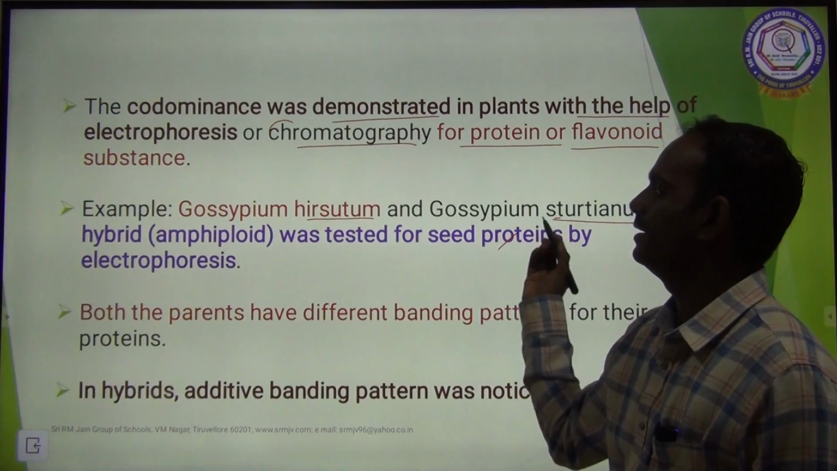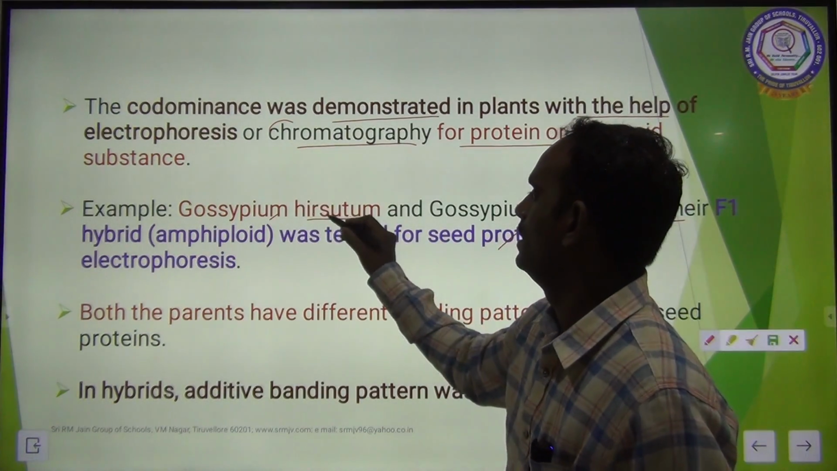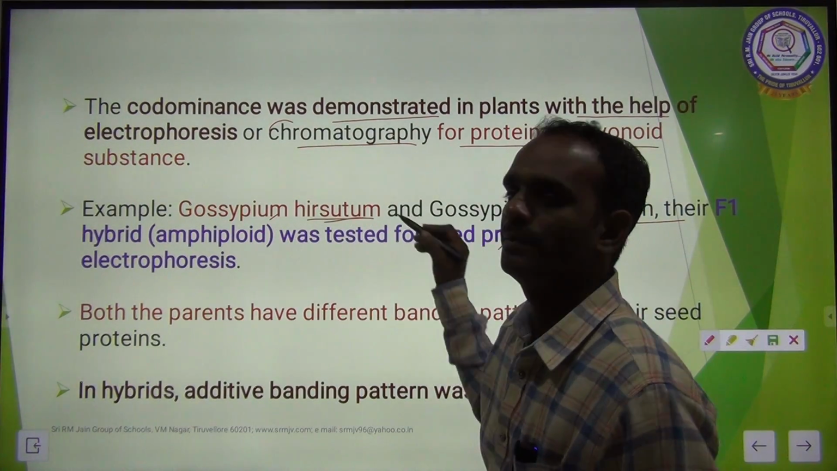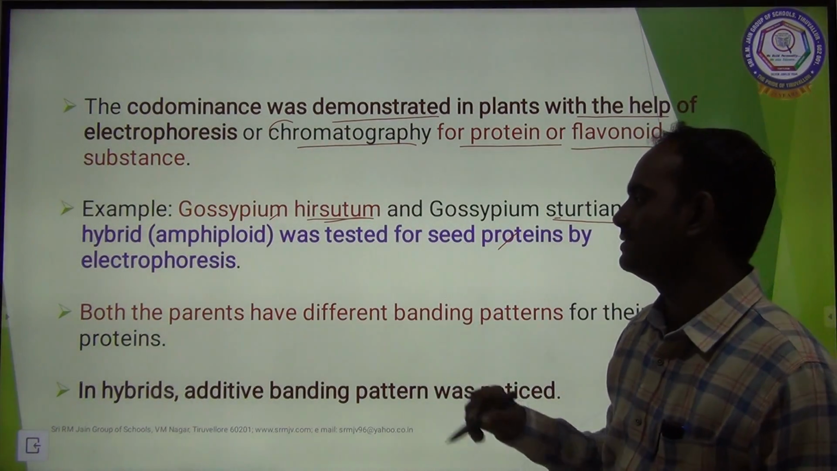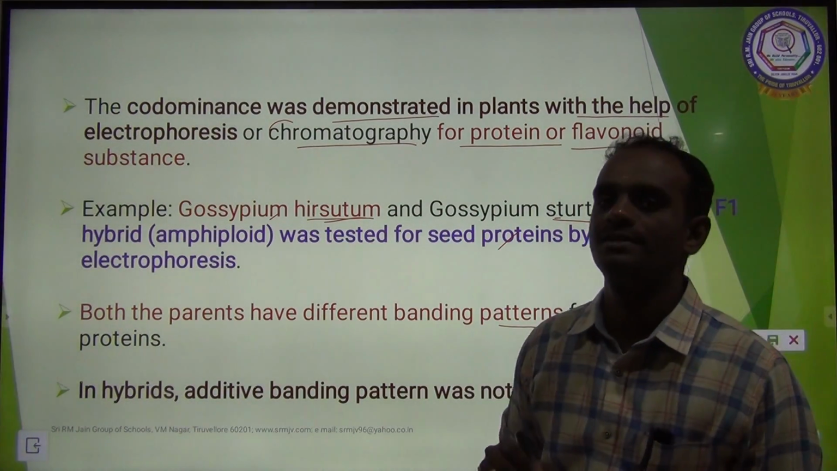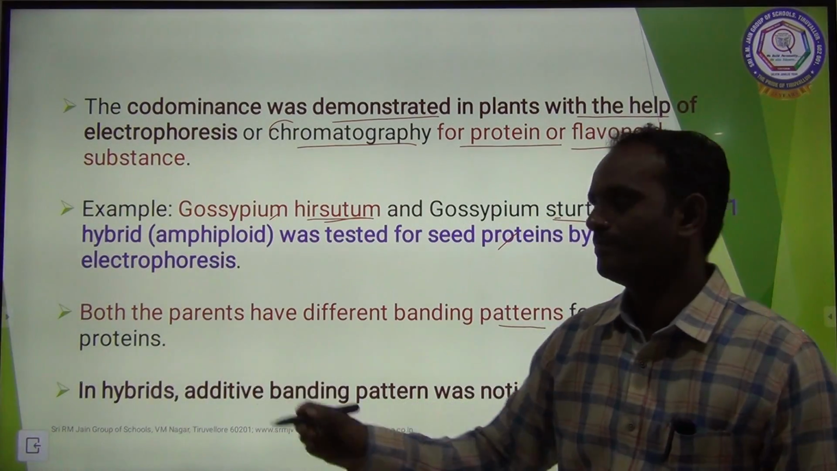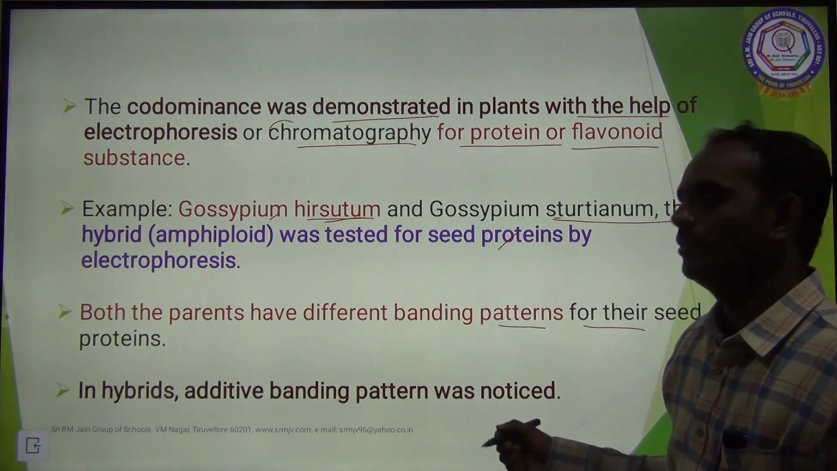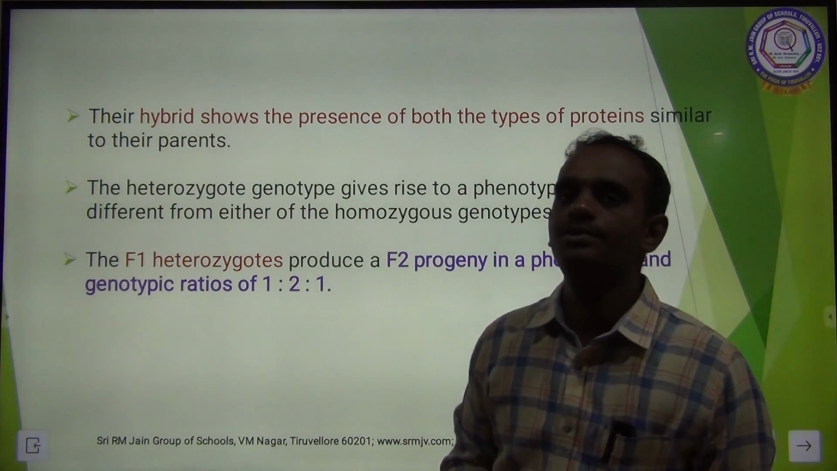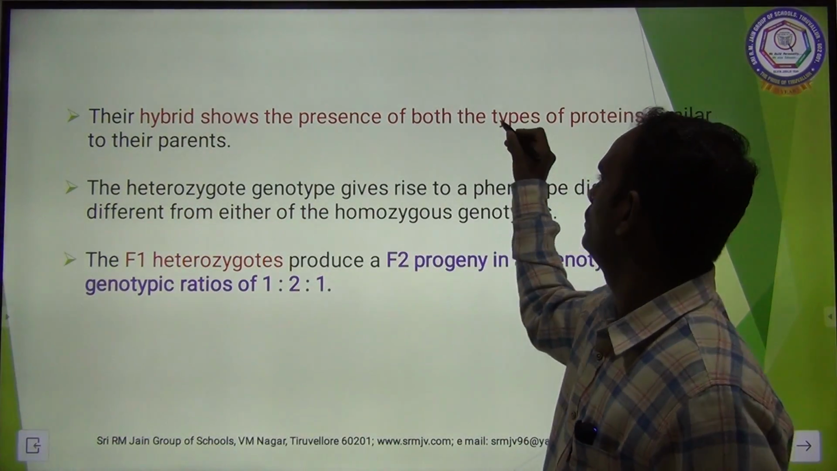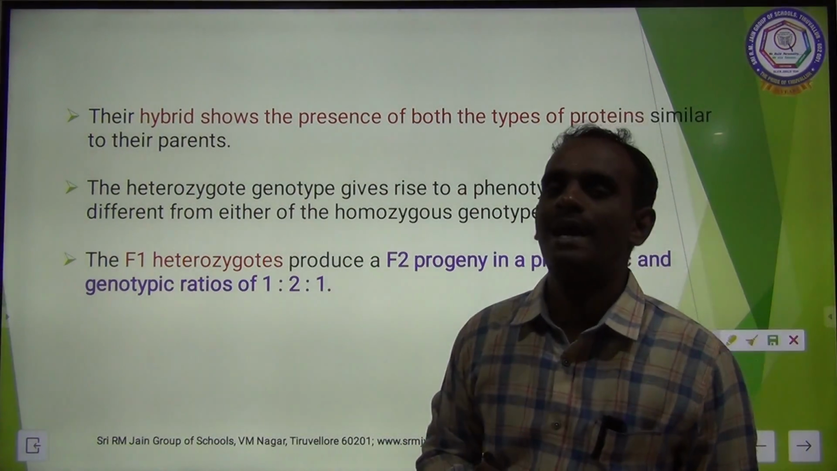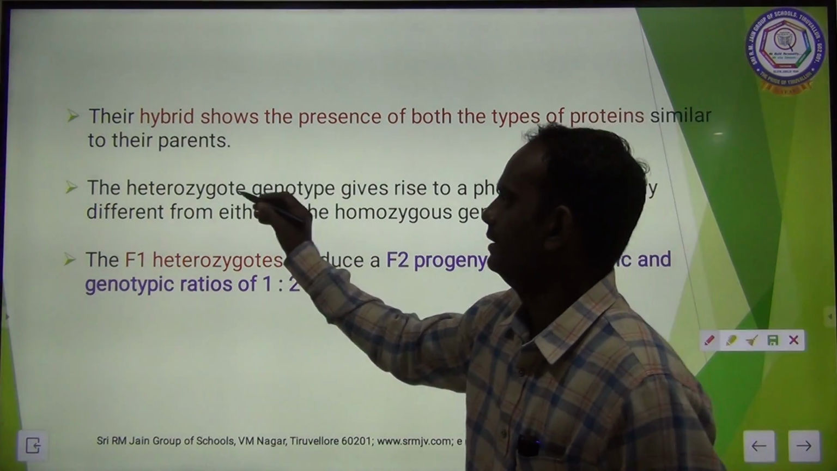So, two different plants. One is Gossypium hirsutum. How do you pronounce it? Gossypium hirsutum. Both the parents have different banding patterns for their seed proteins. In hybrids, the additive banding pattern was noticed. The hybrid shows the presence of both types of proteins similar to their parents.